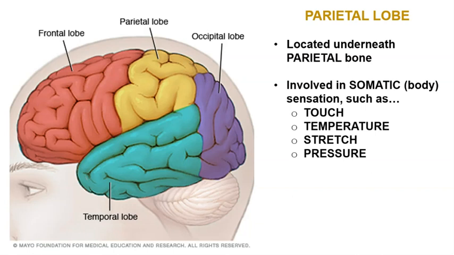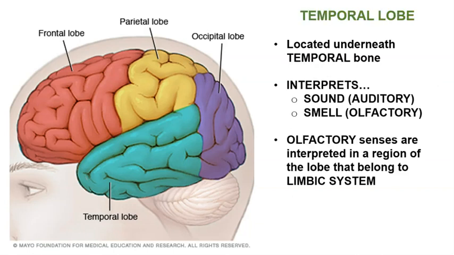Our next lobe is the parietal lobe, which contains the regions that are involved with somatic or body sensations. So these are sensations such as touch, temperature, stretch, and pressure from things like the skin, the skeletal muscles, the joints, the tendons, and the ligaments. Next, we have the temporal lobe, which contains regions that interpret sound, which is also known as auditory information, as well as smell or olfactory information.